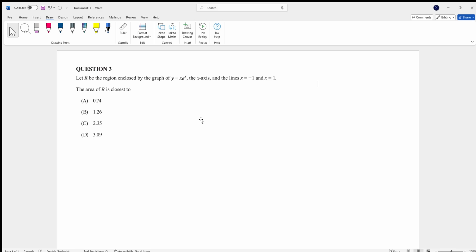So let R be the region enclosed by the graph y equals x times e to the power of x, and the x-axis and the lines x equals -1 and x equals 1. The area of R is closest to.